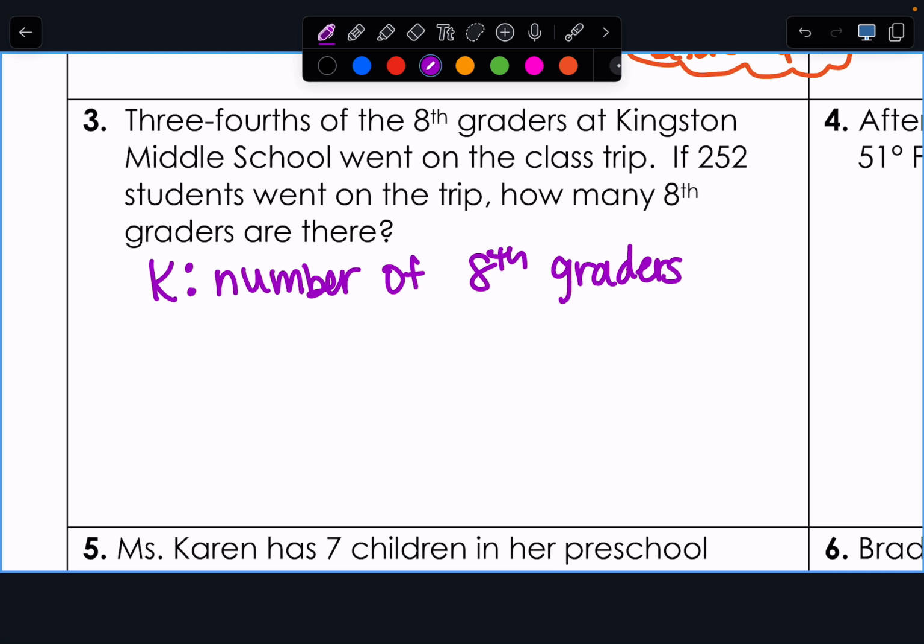So we have 3/4 of the 8th graders. Let's talk about this word of. We have the number 3/4, but what is that word of? What operation? Go look at that first page of your notes. Tell me of. Oh, multiplication. Okay. So we're going to take 3/4 of the number of 8th graders, and that's going to equal how many went on the field trip. Colton, how many went on the field trip?